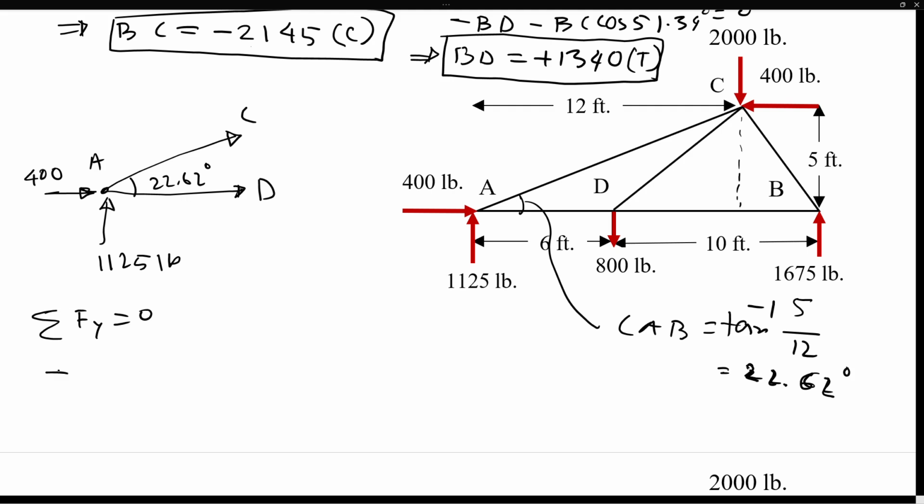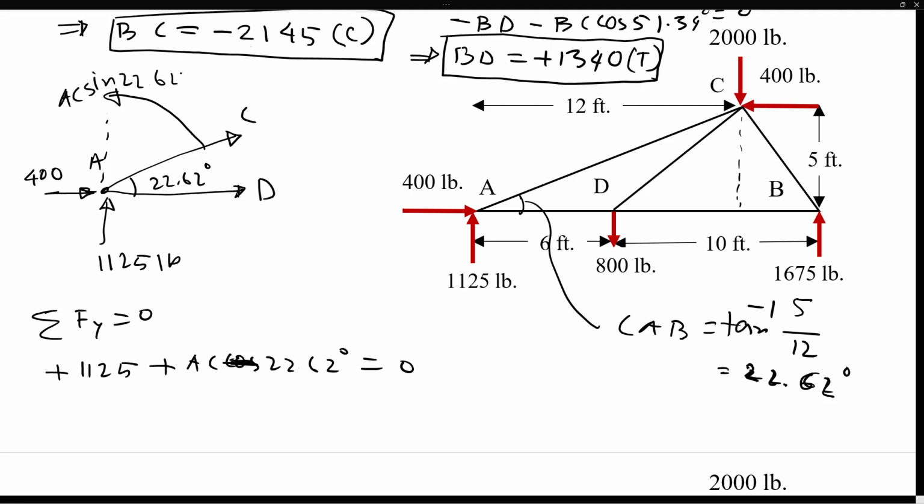So then we got positive 1125. Then positive AC cosine 22.62 degree. Everything summed to 0. That's, wow, we got this 400 pound. Well, no, it should actually be sine. We're looking at the vertical direction. So the component of AC in this direction, the vertical direction, would be AC sine 22.62 degree. So then everything summed to 0.